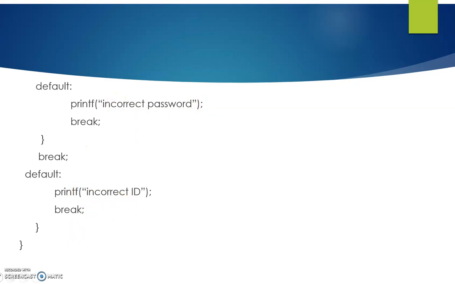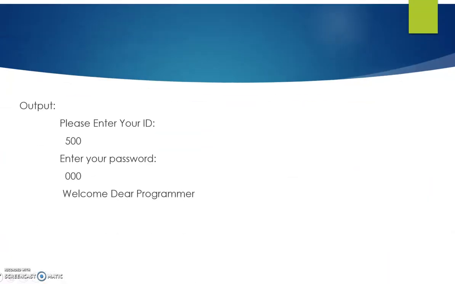Let's see the output of this program. Here it will be asking for please enter your ID. Here we write 500 and this ID is correct. That's why it is asking for enter your password. This password is also correct. That's why it has written the user's name. If the password or ID is incorrect, it will print incorrect password or incorrect ID. I hope you understood this program.